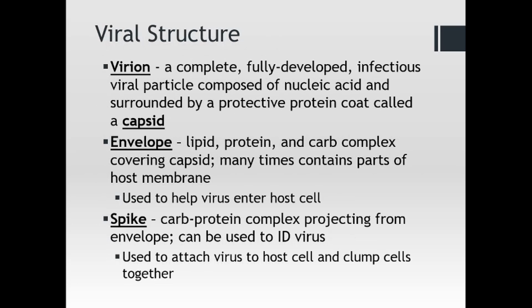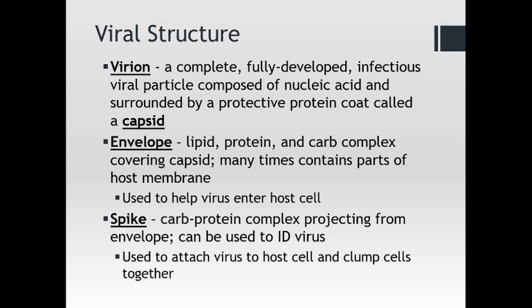So, some anatomy of the virus. A virion is a complete, fully developed infectious viral particle. It's got everything ready, and it's ready to infect. It has a protective protein coat called a capsid, which will enable it to enter cells and to clump up with other viruses and so forth, and to clump cells together too. So this capsid surrounds the nucleic acid, whether it's DNA or RNA, one or the other, never both.